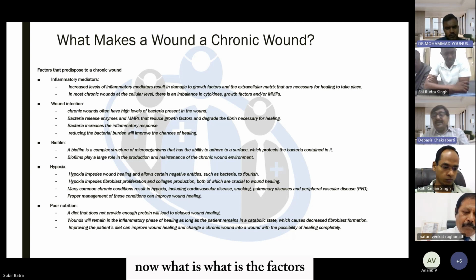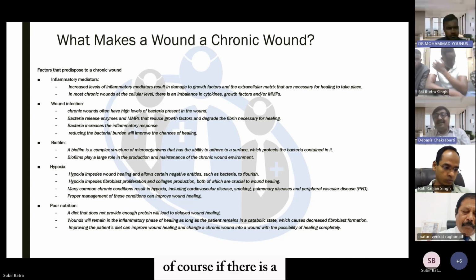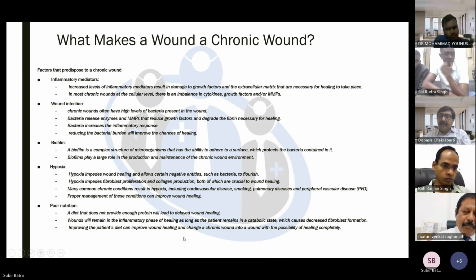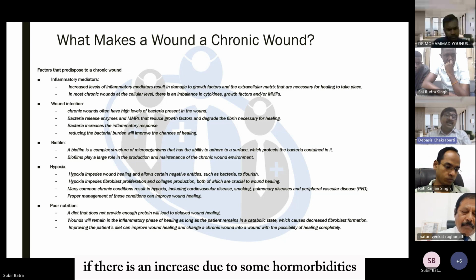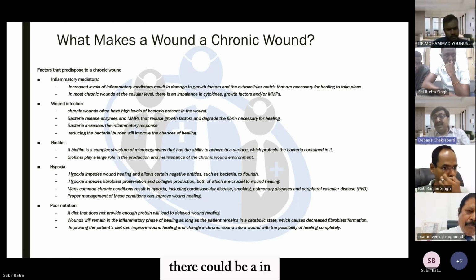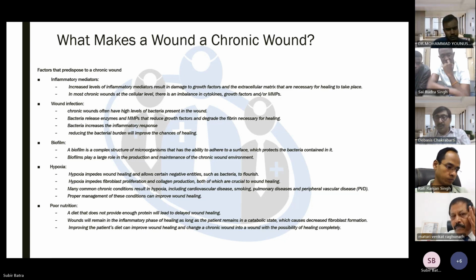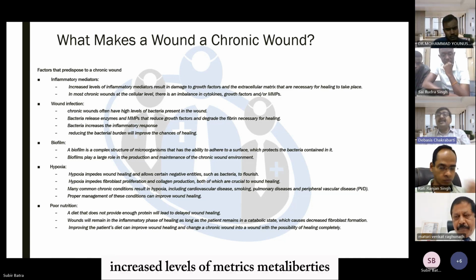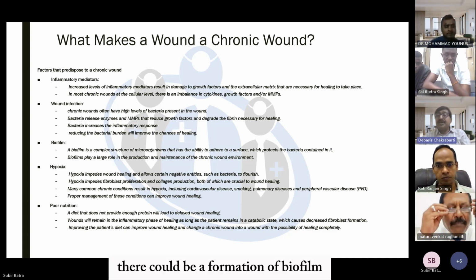Now, what are the factors that make an acute wound a chronic one? Of course, due to some internal factors, if there are comorbidities, there could be an increase in inflammatory mediators like different enzymes, which triggers increased levels of matrix metalloproteinases. There could be external infections. There could be a formation of biofilm.